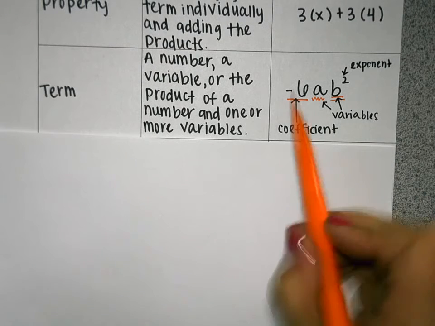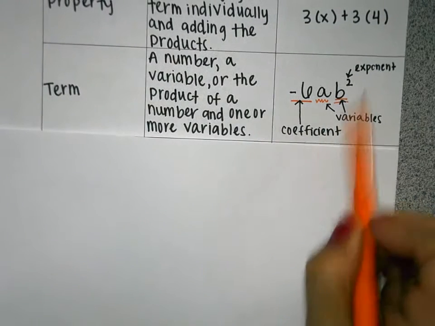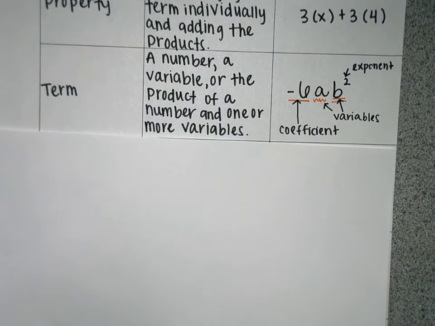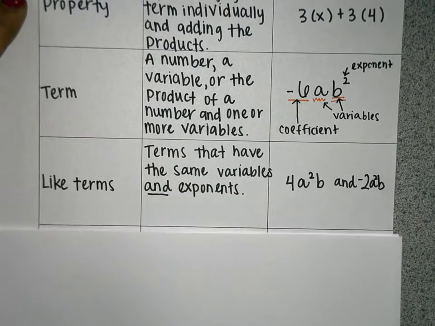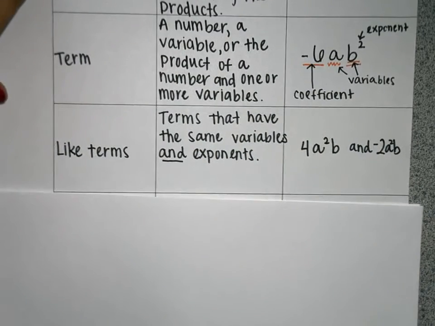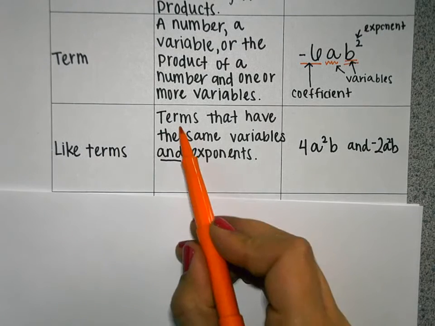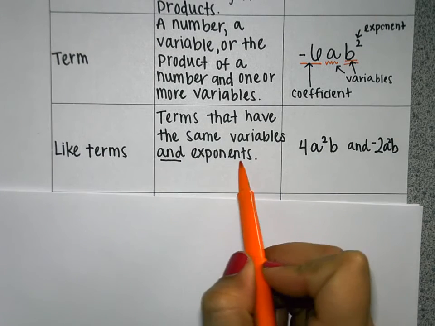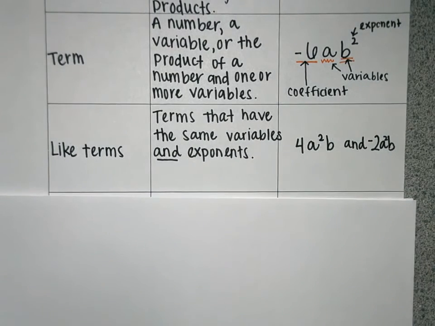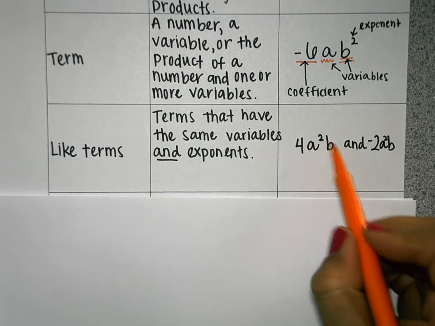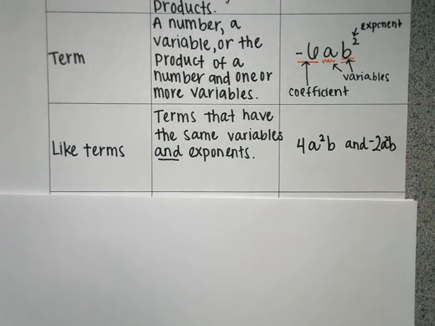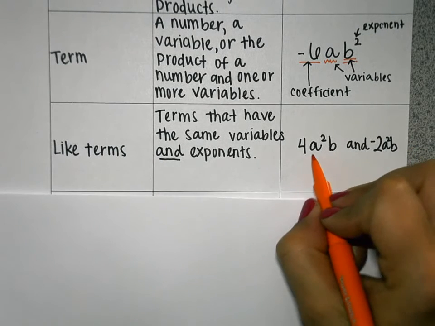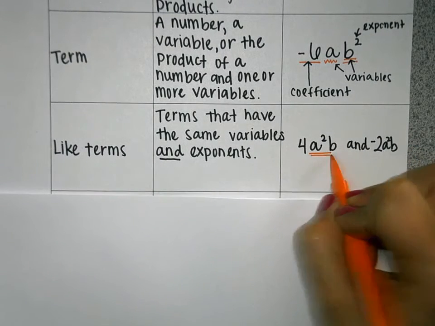So negative 6ab squared is all one individual term. So when I say the word like terms, these are terms that have the same variables and exponents. So for example, 4a squared b and negative 2a squared b. These are considered like terms because they both have a squared b's attached to them.